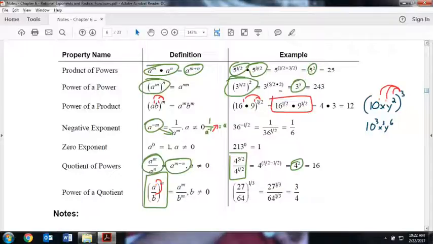And you see that right here. This 36 to the negative 1/2. The negative simply means shove it down there, and then 36 to the 1/2 is the square root of 36, which is 6. The last rule, which you just have to know, a to the 0 is not 0. Anything to the 0 is 1.